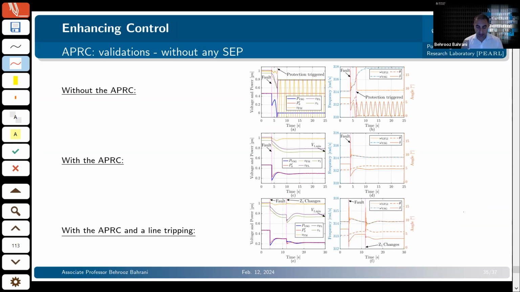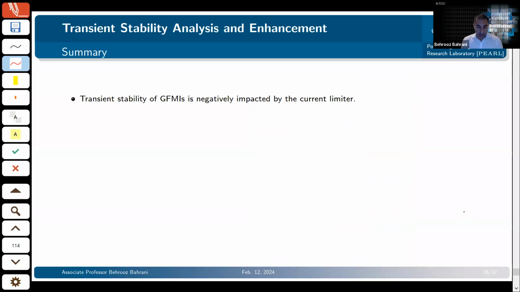And this is another case study where we had a fault and also a line tripping, to show that it is very robust. So this is a very simple technique, but it can help you extend your transient stability margin by far.